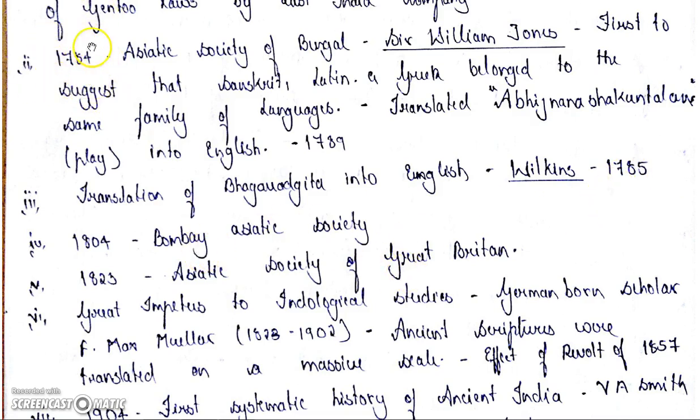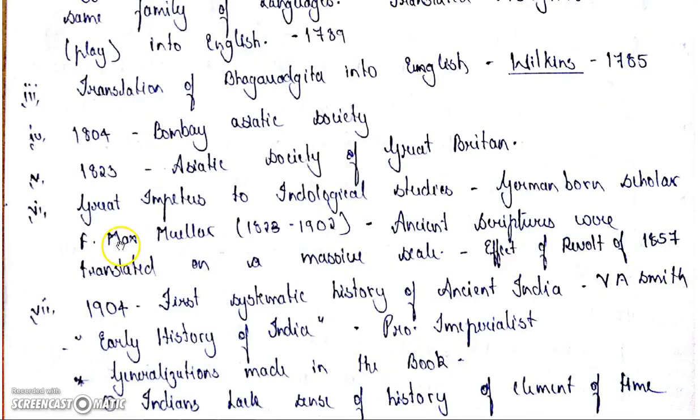These years need to be remembered because at times in UPSC they ask the chronology. So for that we can remember. And in 1804, the Bombay Asiatic Society was formed. And in 1823, the Asiatic Society of Great Britain was formed.